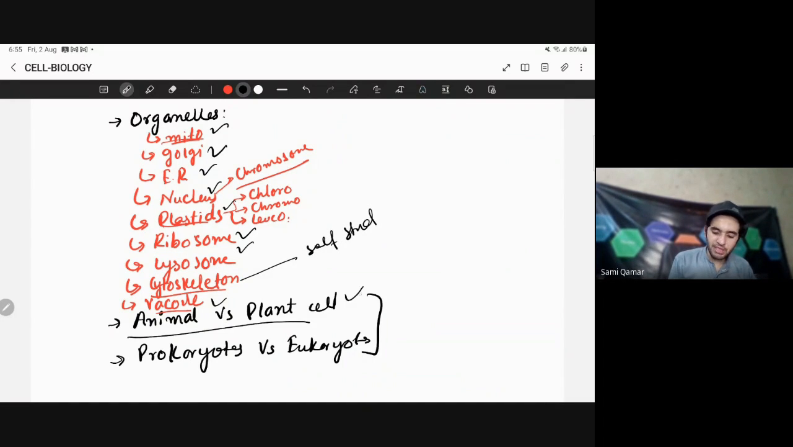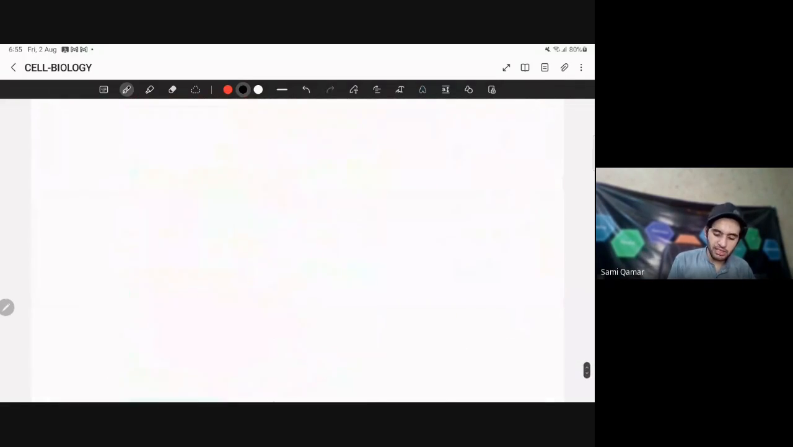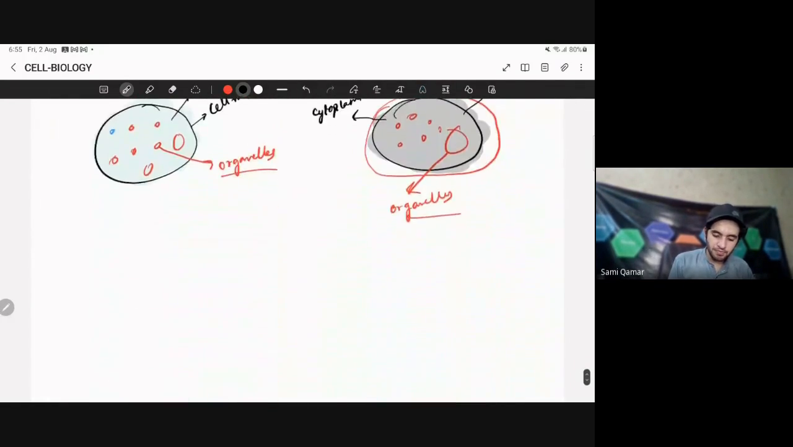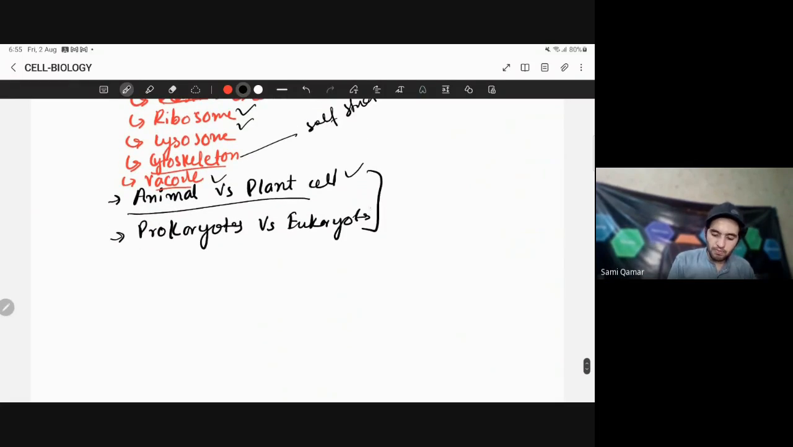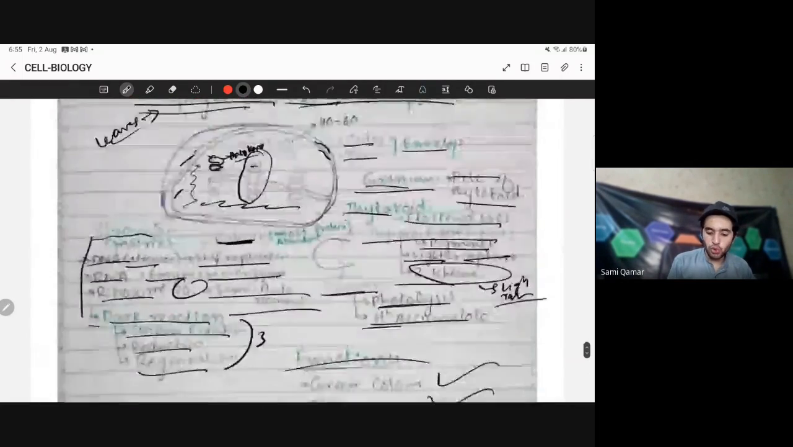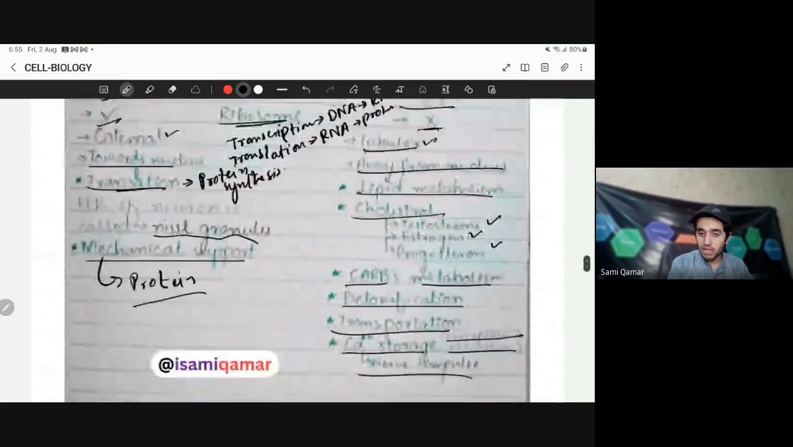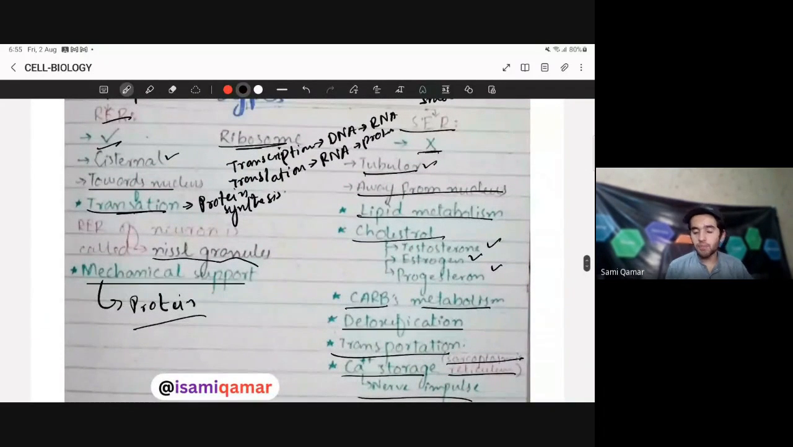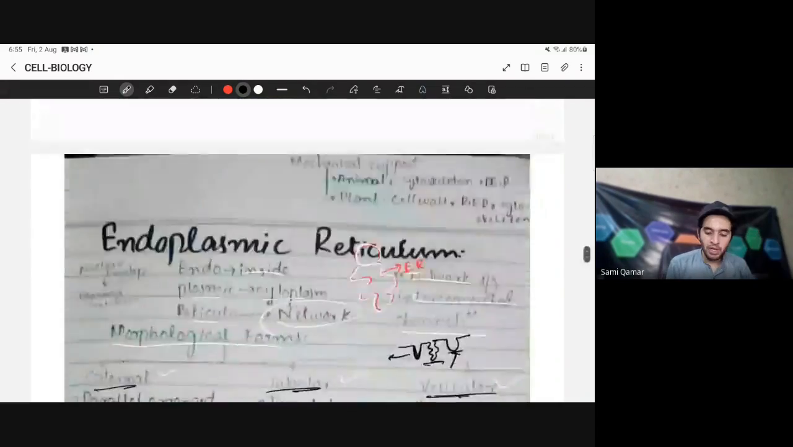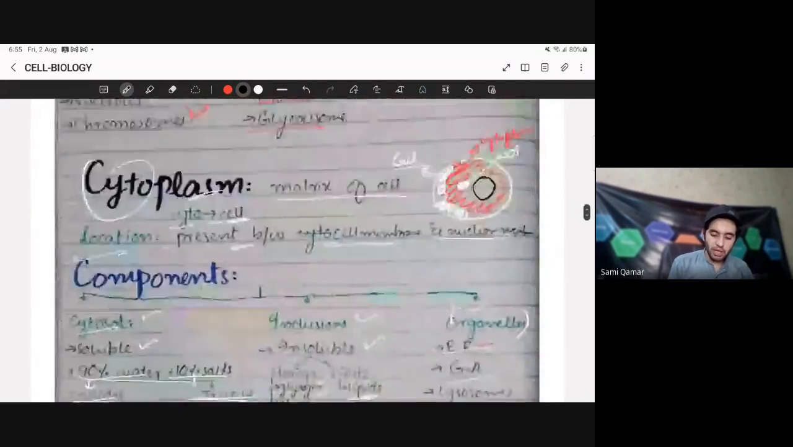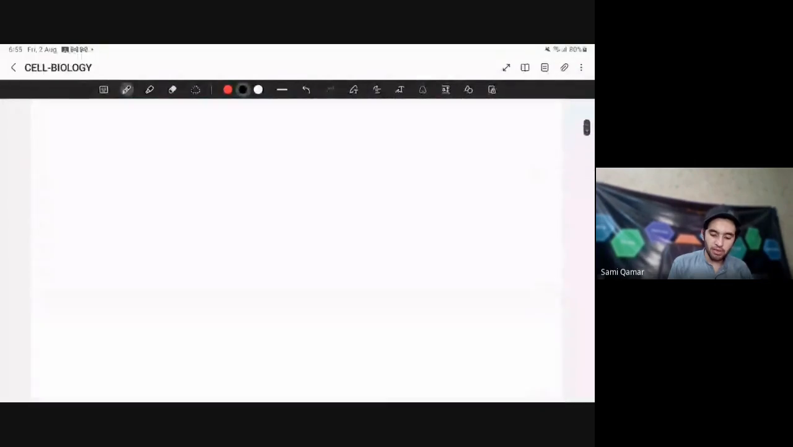And now animal versus plant cell, I have drawn here. And the second one is prokaryotes versus eukaryotes. You are going to study from these notes. These are present in Discord. Just click the link, go to the website, and download the cell biology notes from there.